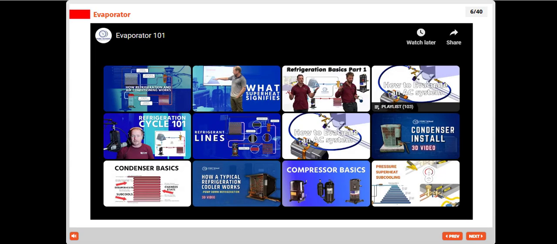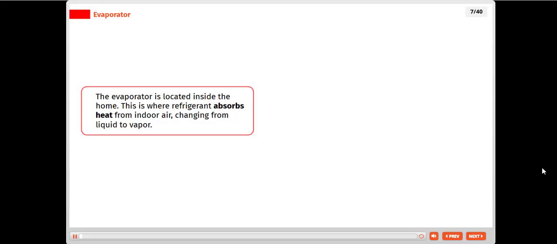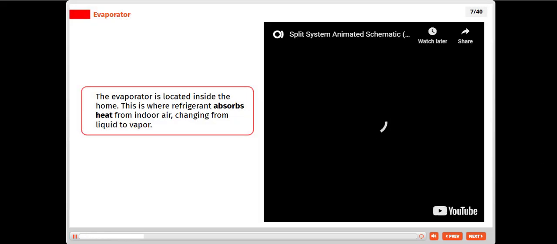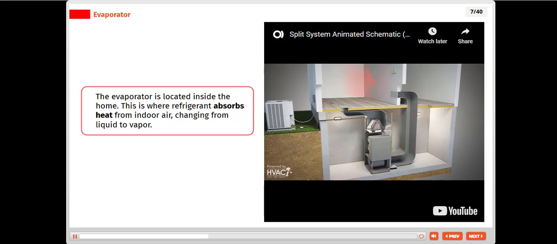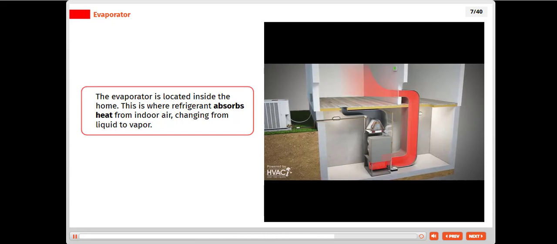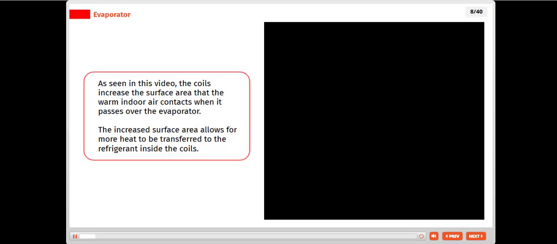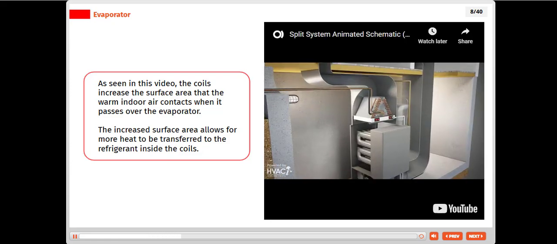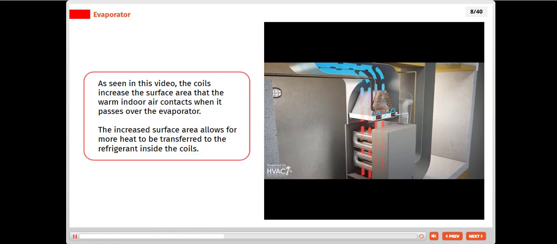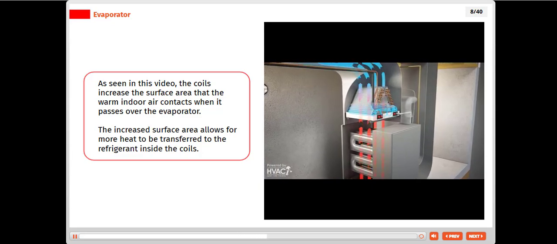The evaporator is located inside the home. This is where refrigerant absorbs heat from indoor air, changing from liquid to vapor. As seen in this video, the coils increase the surface area that the warm indoor air contacts when it passes over the evaporator. The increased surface area allows for more heat to be transferred to the refrigerant inside the coils.